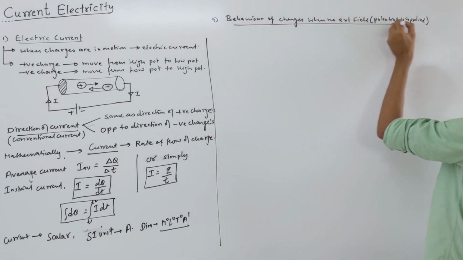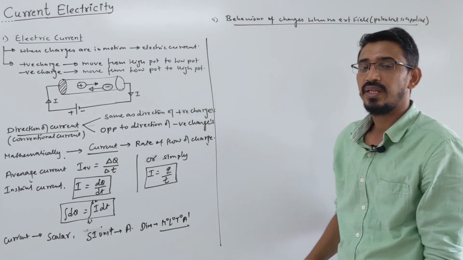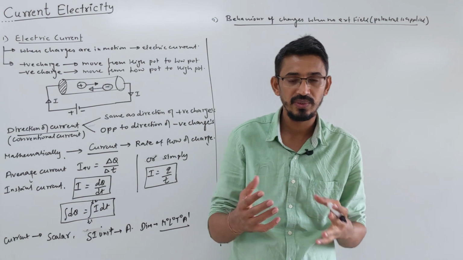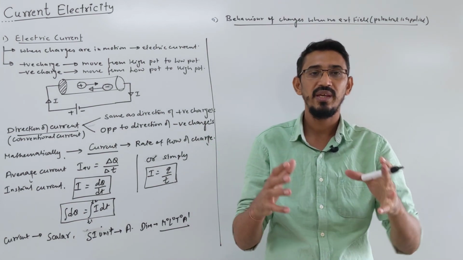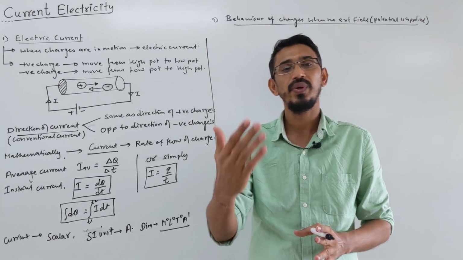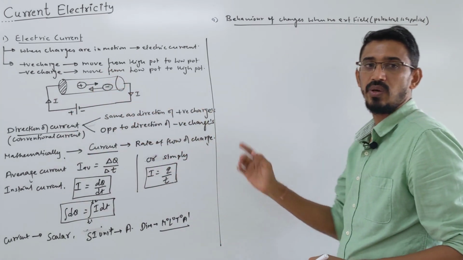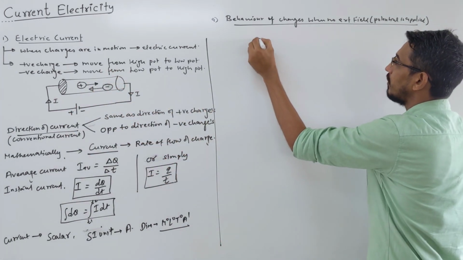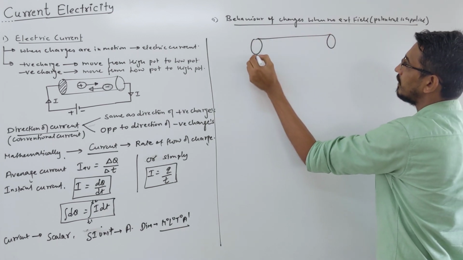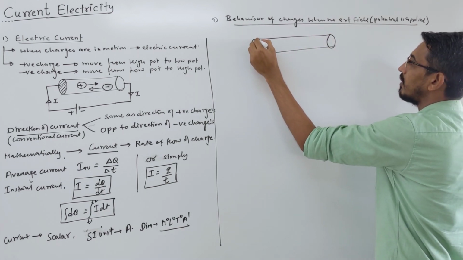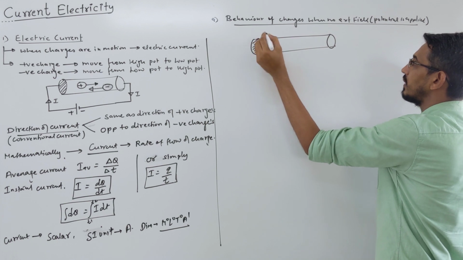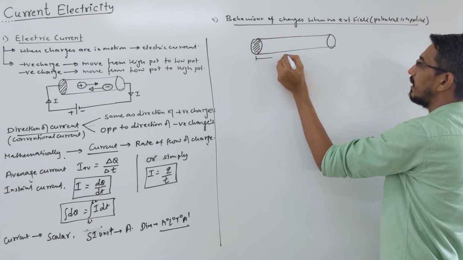What's the meaning of this? We are interested in knowing how electrons and these charges behave in a wire when no field is applied, meaning no battery is connected to that wire. Just a wire alone, like this. You have this wire, of some cross-section area A and some length L.